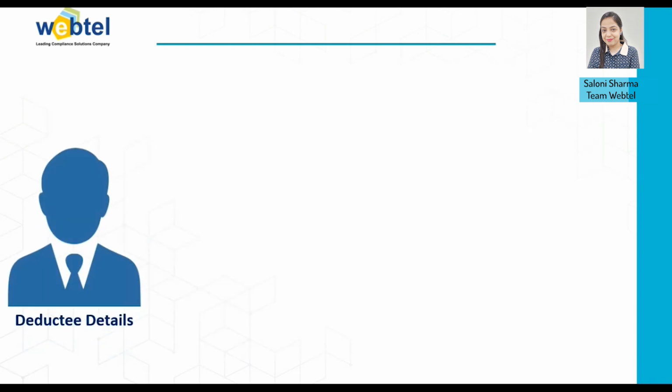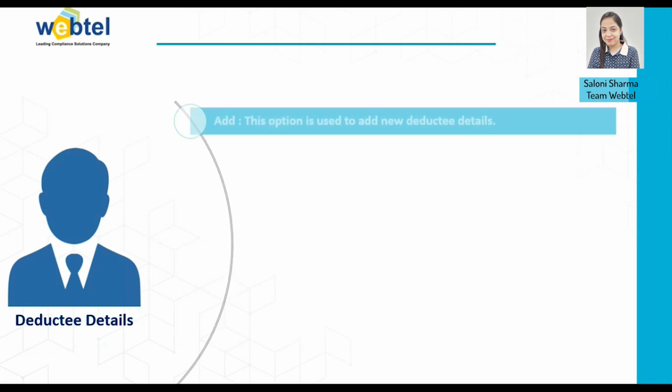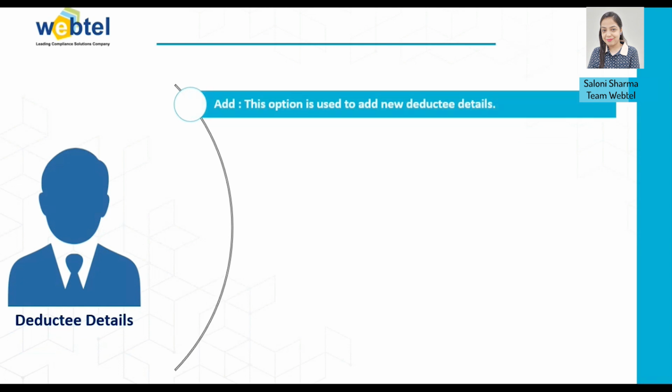Then comes the deductee detail. If we talk about the deductee detail, a few options are available to make any changes or for the addition of entries. So the first option is add. Through this option, Mr. Anuj will be able to add new deductee details.